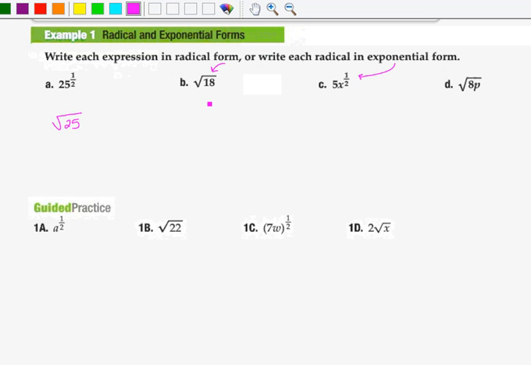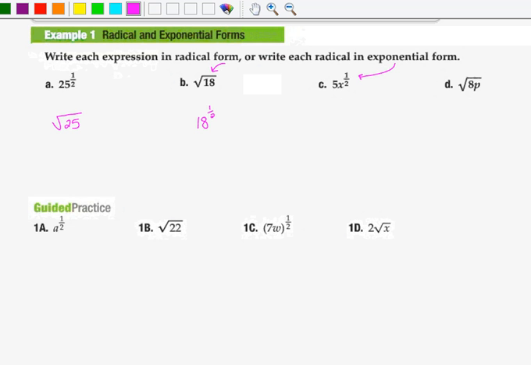Looking at this one, this is in radical form. We have to write it in exponential form. So whatever is inside the radical is our base. We know since this is just a square root sign, this is 18 to the power of 1/2.